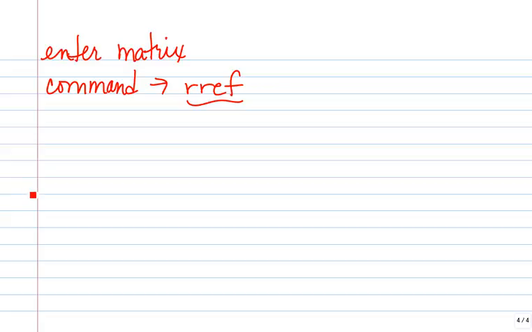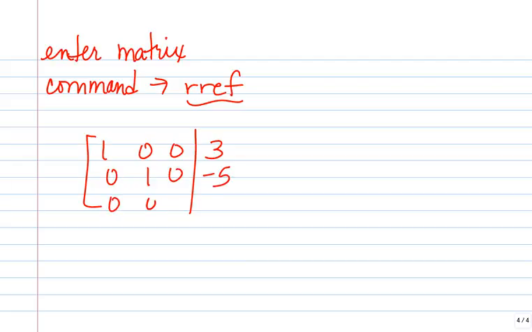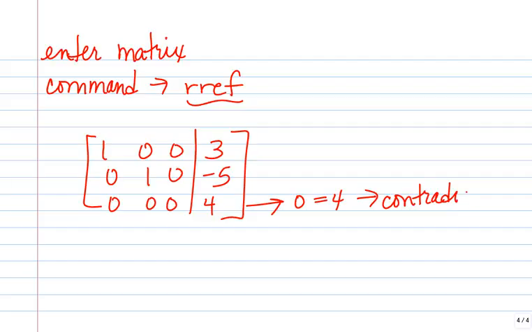The two things that you need to be mindful of is that whenever you're solving, you get something like 1, 0, 0, 3, and 0, 1, 0, negative 5, and you get a row of zeros with some other number there. Well, this last one would be 0x plus 0y plus 0z equals 4. That leads to an equation in the form 0 equals 4, which is a contradiction, which means that that system would not have a solution. So just be careful there.